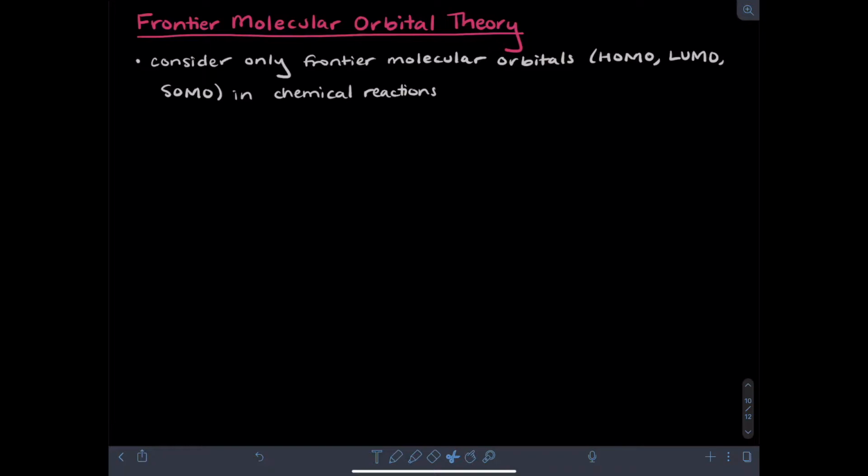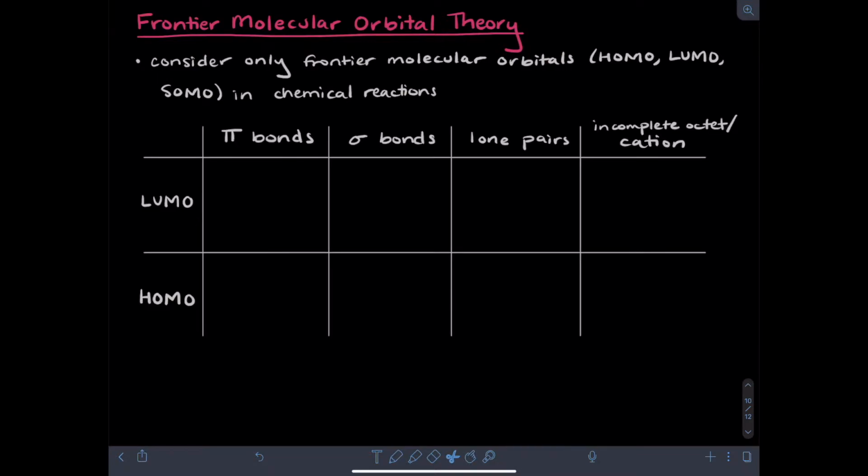The concept of this theory, which was actually awarded a Nobel Prize in chemistry, is that it's only the frontier molecular orbitals, molecules' HOMOs, LUMOs, or SOMOs, that matter in our chemical reactions. Ignoring SOMOs and radicals for now, I want to think about some of our common motifs of organic chemistry: the pi bond, the sigma bond, a lone pair, or a cation or incomplete octet. We'll want to think about what the HOMOs and LUMOs are for each of these classes.